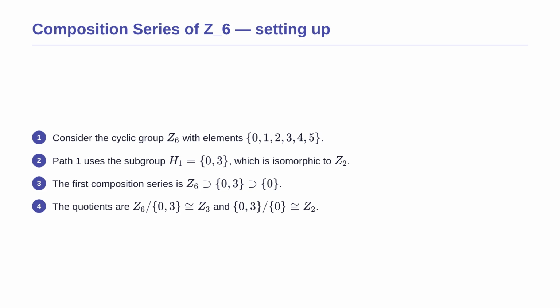For our first path, we divide by a subgroup of size 2, containing the elements 0 and 3. This subgroup is isomorphic to Z2. The first quotient has a size of 3, giving us the simple group Z3. The second quotient gives us Z2.